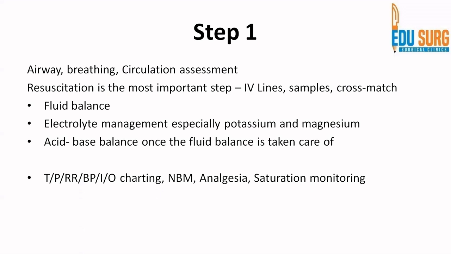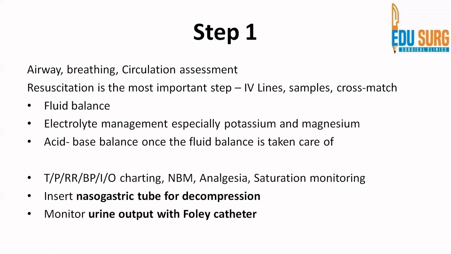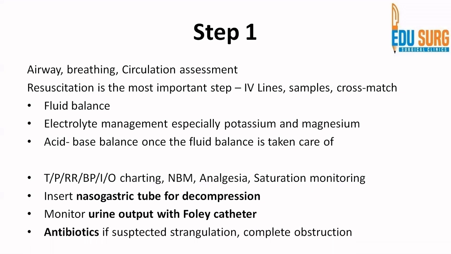All these patients need temperature, pulse, respiratory rate, blood pressure, and intake and output charting, nil by mouth, often a Ryle's tube, analgesia, and saturation monitoring. So TPR, BP, IO charting is a common line that you will see in the management of these patients. Nasogastric tube, like I said, for decompression, urine output, many times needs a Foley's catheter, and antibiotics if there is a suspected strangulation or complete obstruction because there is a lot of bacterial translocation once the patient is in complete obstruction.